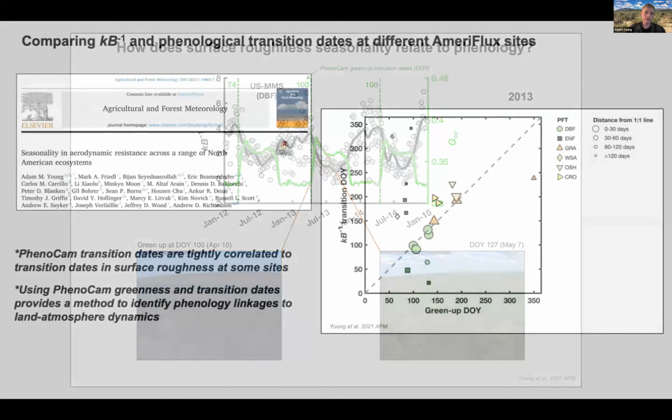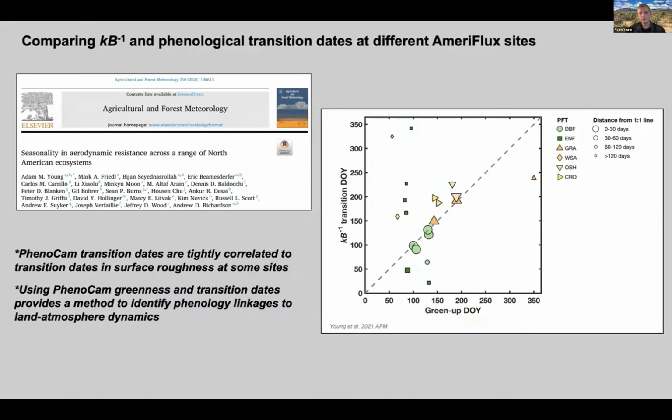We expanded this to 23 sites across the AmeriFlux network. And what we did is we identified transition dates for KB inverse, or that difference between those two roughness lengths, and then compared that to the phenocam-derived green up dates. And what we see is that there's a really tight alignment in certain ecosystems with certain plant functional types, like deciduous broadleaf forests or grasslands, for example. Whereas in other types of ecosystems, like those characterized by evergreen needle-leaf forests, we don't see that alignment at all, which is indicated by these green squares here.